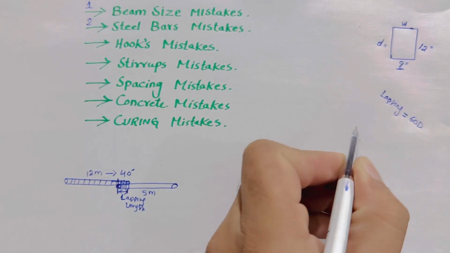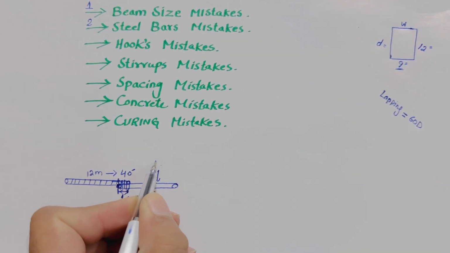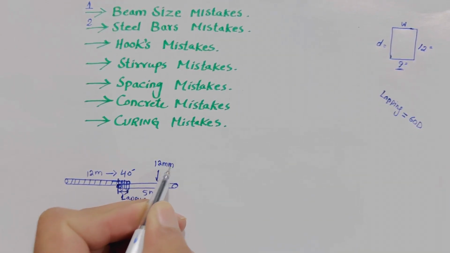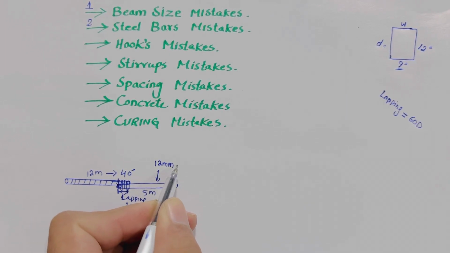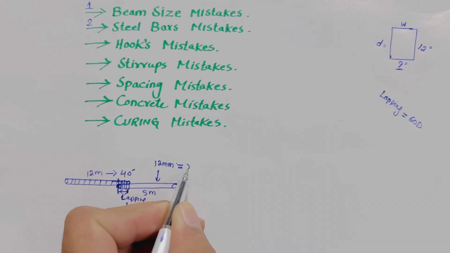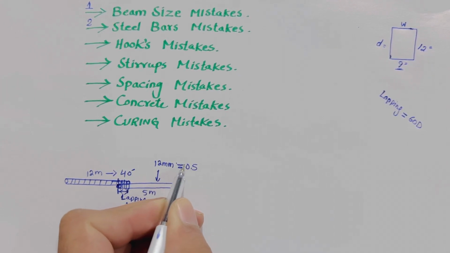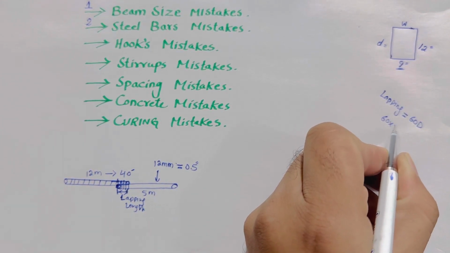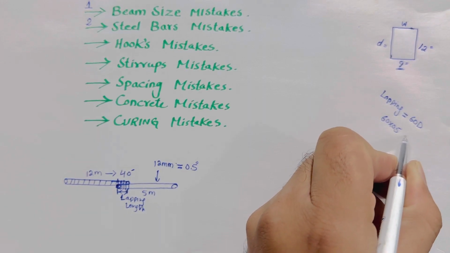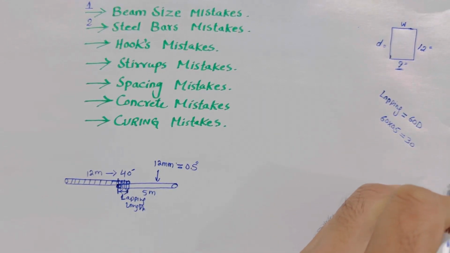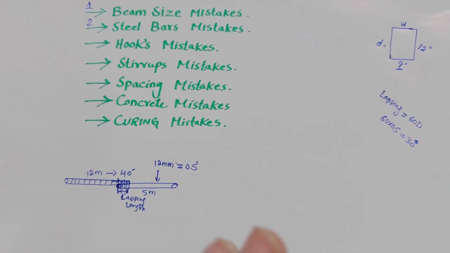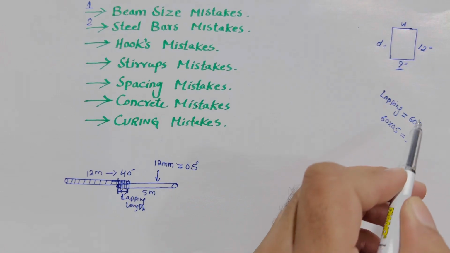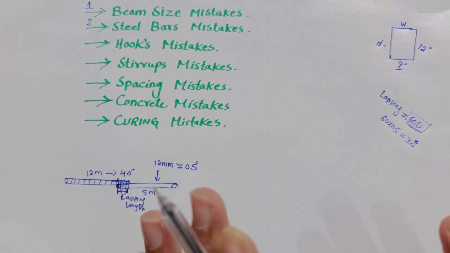Suppose this steel diameter is 12 millimeter. 12 millimeter is equal to 0.5 inch diameter, so it means 60 multiplied by 0.5 inch. Therefore we require 30 inches lapping length. It should not be less than this, whether it is beam, column or slab. This is the bigger figure, especially for lapping length.